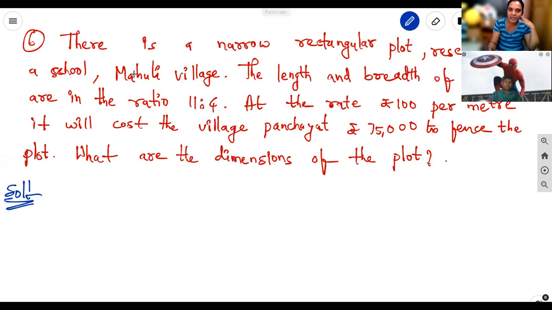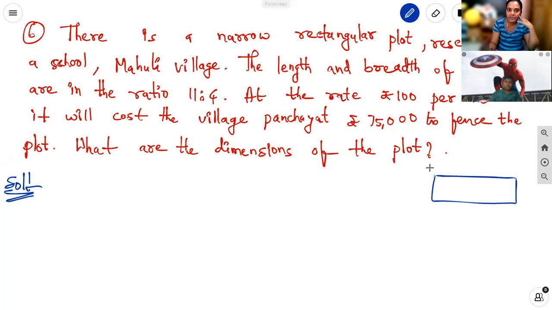Sixth question. There is a narrow rectangular plot reserved for a school in Mahuli village. The length and breadth of the plot are in the ratio 11:4.